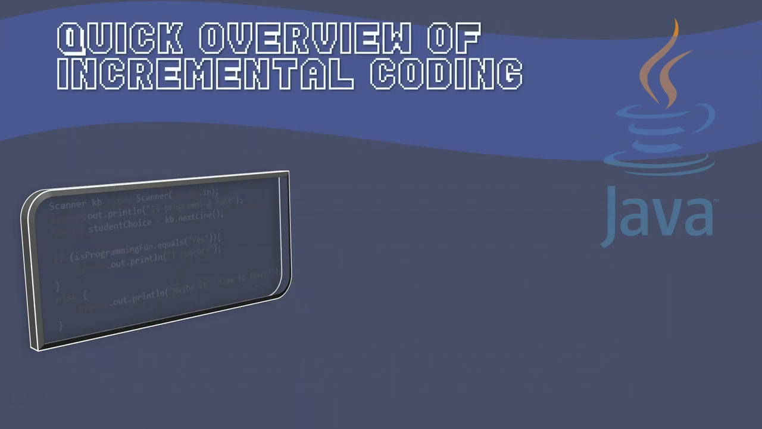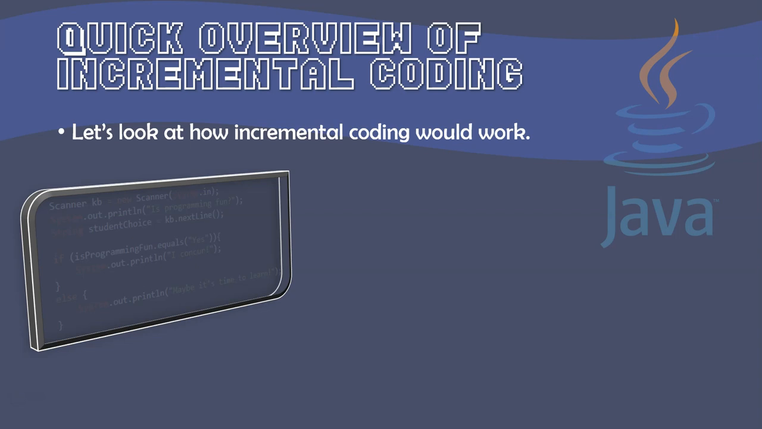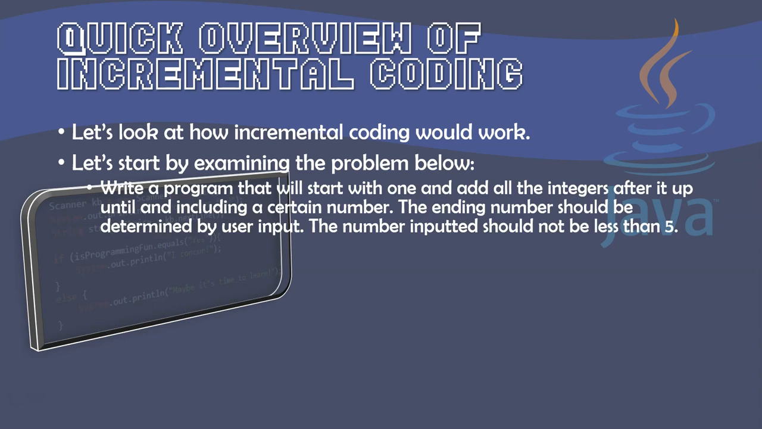So let's do a quick overview of incremental coding. How would this actually work in a programming scenario? Well, let's do this by examining it through a programming problem. We want to write a program that starts with 1 and adds all the integers after it up to and including a certain number. That number should be determined by user input, and the number inputted should not be less than 5.